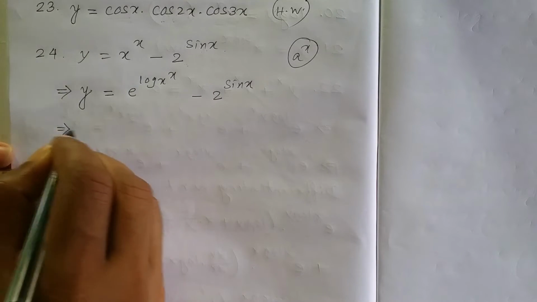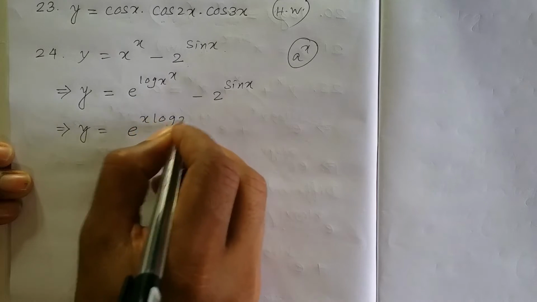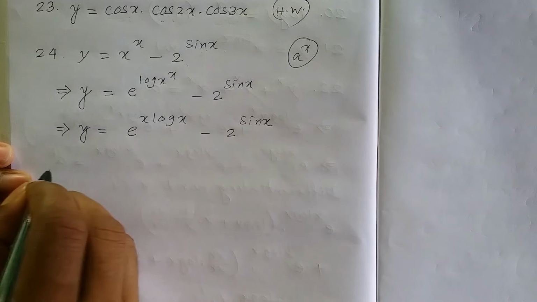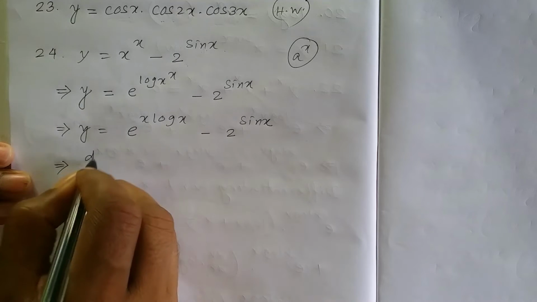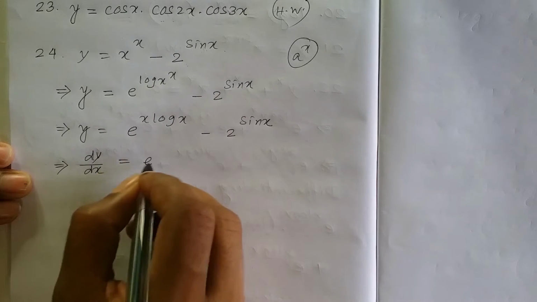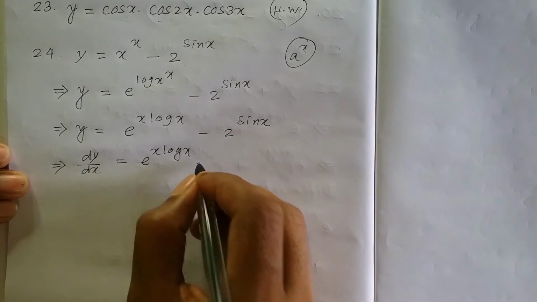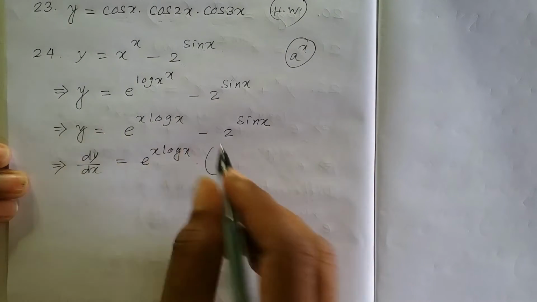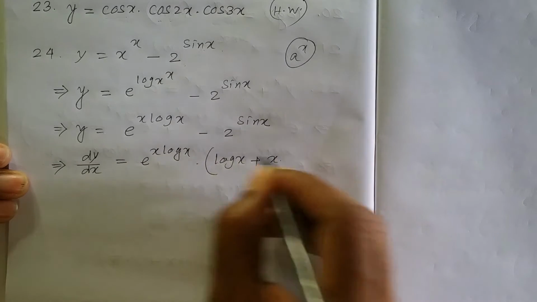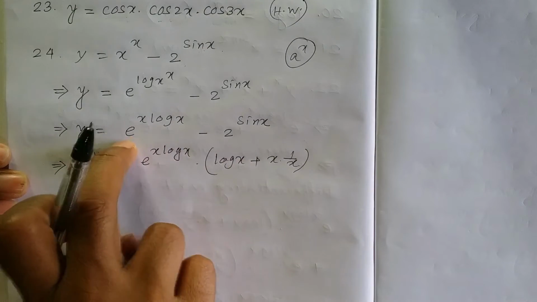So that implies y is equal to, it is actually e to the power x log x minus this is 2 to the power sin x, remaining same. So differentiating, you can directly write dy dx is equal to e to the power function derivative is e to the power same term, this one, into then the derivative of the power x is 1, so we have log x only, plus x into log x derivative is 1 by x. This is the differentiation of the first one.